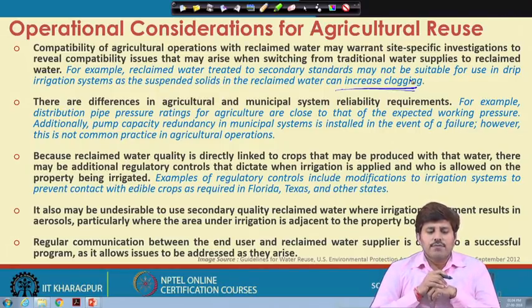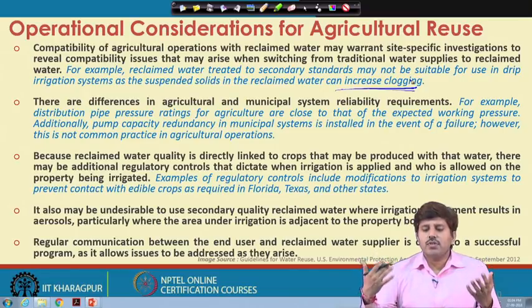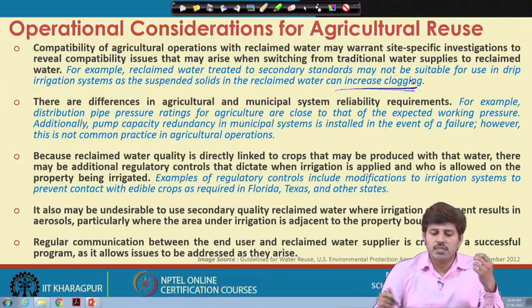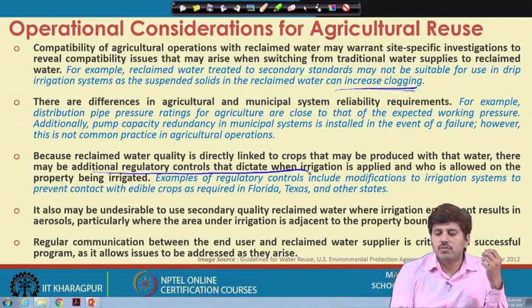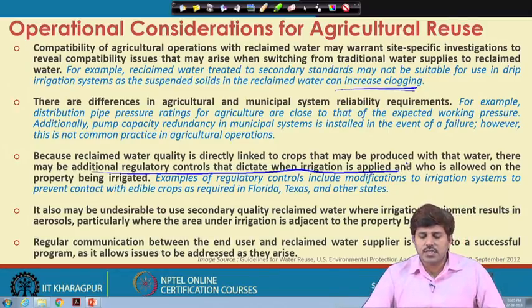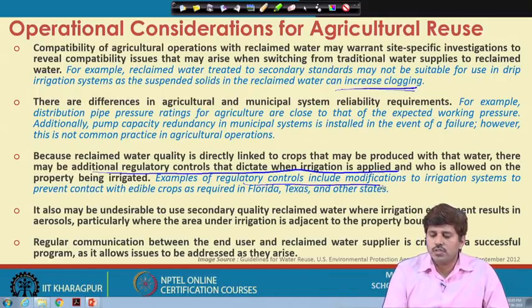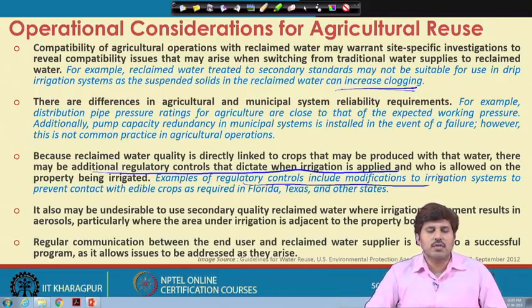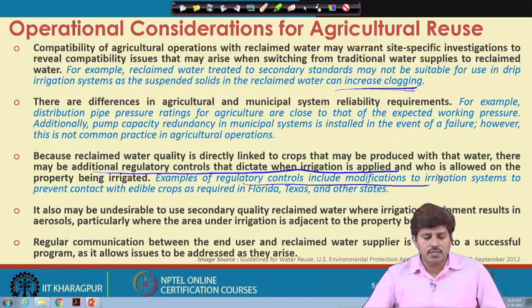Further, the reclaimed water quality is directly linked to the crop that may be produced with that water, and that is why there is a need for additional regulatory controls on the irrigation water being used. As we have been discussing, regulatory controls include modification to the irrigation system and preventing contact with edible crops particularly. It may also be undesirable to use secondary quality reclaimed water where irrigation equipment results in aerosols, again because of the issues.